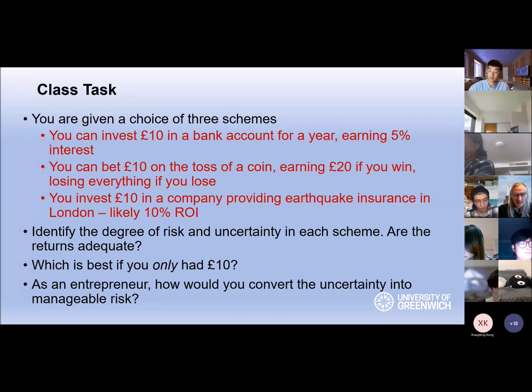Alternatively, you can bet that £10 on the toss of a coin, heads or tails. If you win heads, then you get £20. If you lose, the £10, you lose everything. If you invest £10 in a company providing earthquake insurance in London, then it's likely that the return on the investment is about 10%. But it does rather depend on whether there are any earthquakes in London.